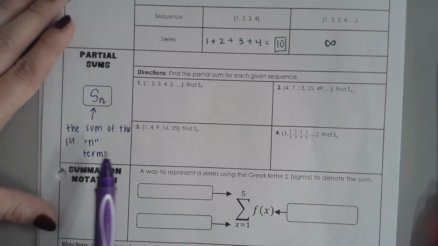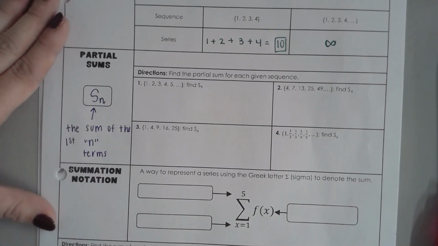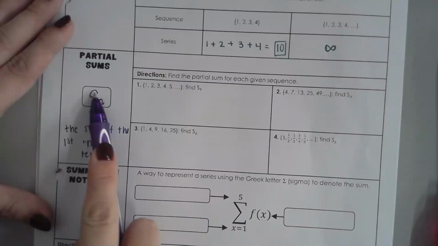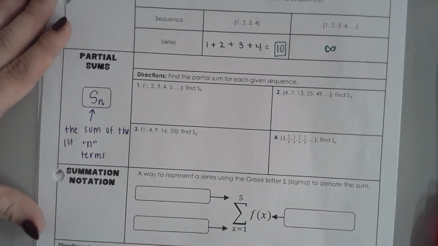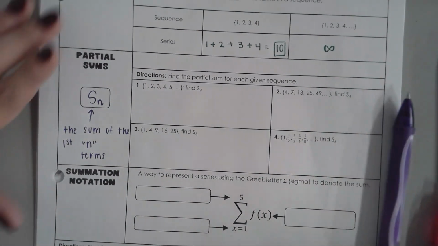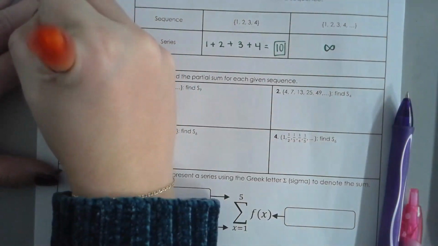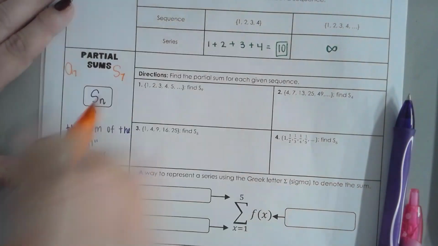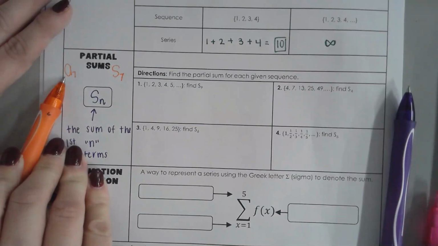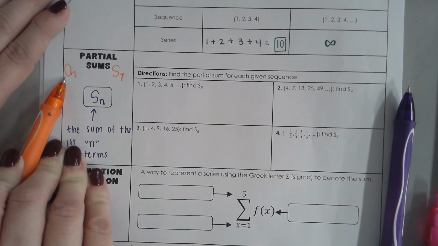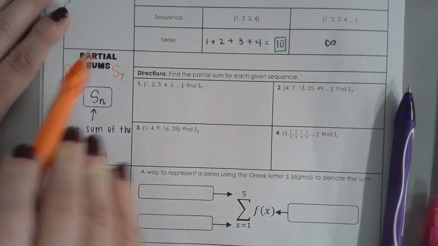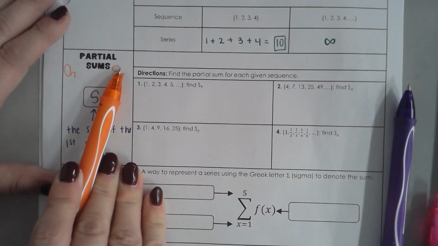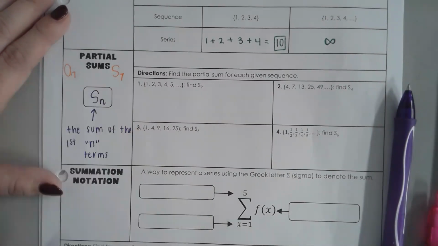A lowercase a means just one specific number in the list. The S means the sum. So you have to pay attention. If I have a7 and S7, this notation means what is the 7th number in the list. This one means what do I get if I add the first 7 numbers. Two different things. So you got to be paying attention.